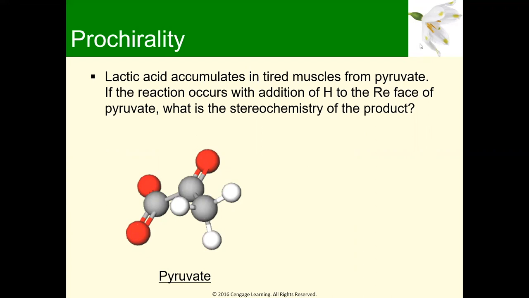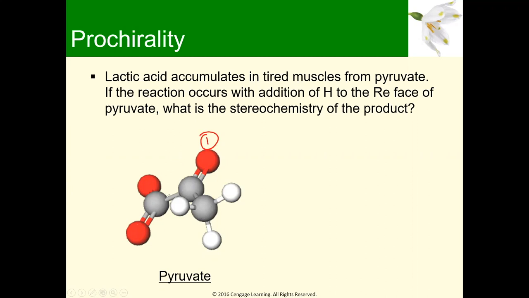Okay, so in order to do that, I have to come up with the priority of each of these groups on this prochiral carbon. This is carbon connected to oxygen, and oxygen has the highest atomic number. We've got oxygen compared to carbon and compared to carbon. Since this oxygen has a higher atomic number, that's going to be ranked number 1.